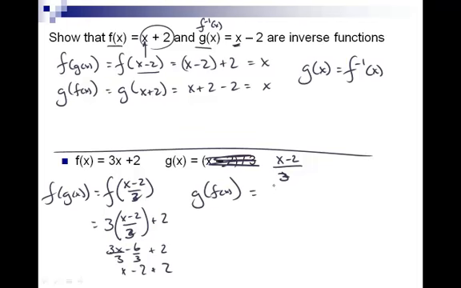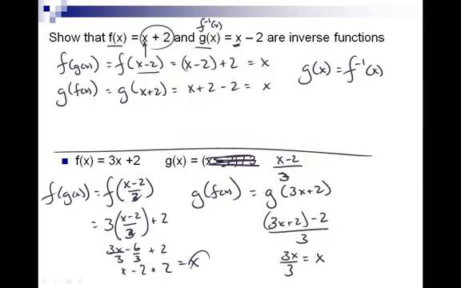All right, now that I got my act together here, we'll try g of 3x plus 2, which would be 3x plus 2 minus 2 over 3. That would be 3x over 3, which equals x. So you can see that both of these functions do simplify to a simple x. Therefore, f of x and g of x are inverses of each other. And again, we can call g of x f inverse of x.